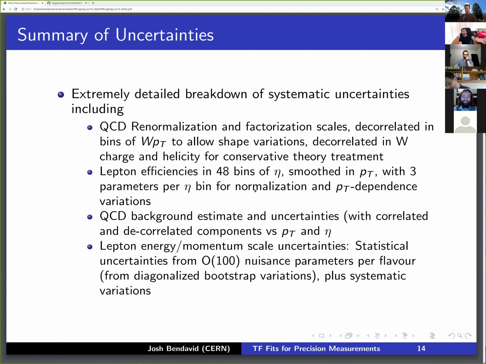So the uncertainties, just to break them down, there's a very detailed breakdown of systematic uncertainties, which include the QCD scale variations, the PDF variations, the background estimates, and the lepton energy and momentum scale. But some of these ingredients are really represented by literally hundreds of nuisance parameters, because the analysis is done very fine-grained in eta, and we also need to keep track of suitable variations of the pT dependencies in order to get everything right. So we have hundreds of nuisance parameters per flavor for the lepton efficiencies, and hundreds of nuisance parameters per flavor for the energy scale and momentum uncertainties in order to fully map, let's say, the correlations across the phase space.